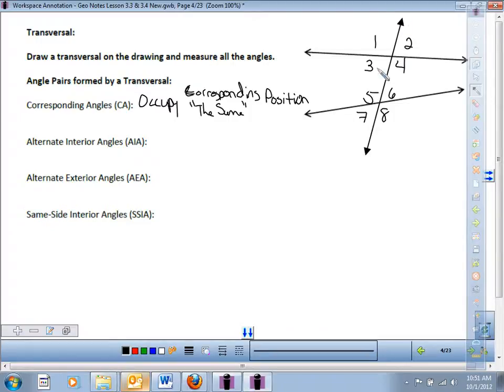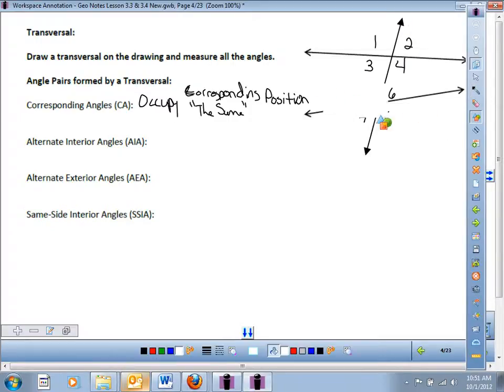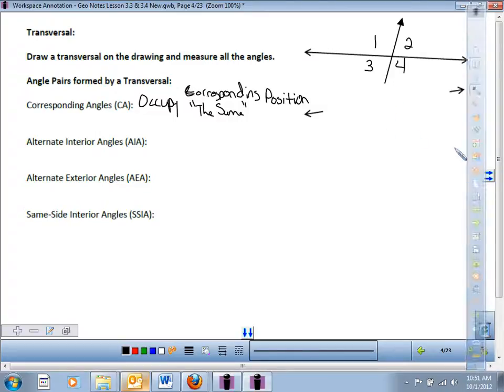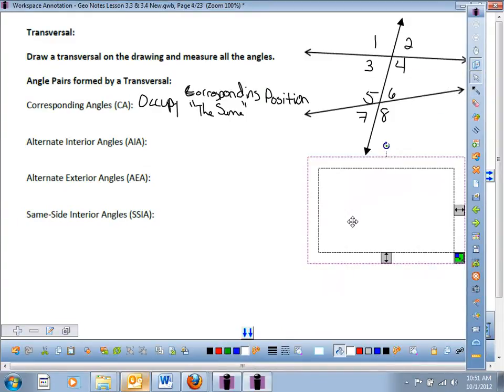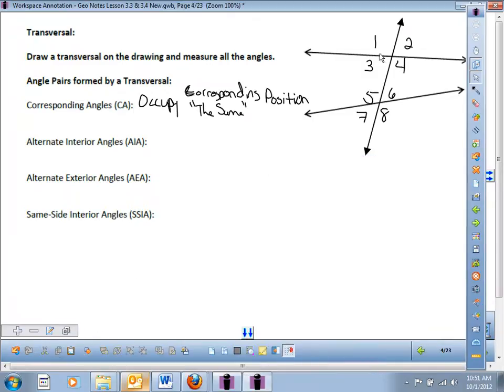So if we go up here, we have our two old school relationships. You know, we have 2 and 3 are vertical angles. 1 and 4 are vertical angles. 1 and 2 are linear pair. 2 and 4 are linear pair. But what we're doing this chapter is we're going to compare these guys up here with these guys down here. All right, so that's what we're looking at doing. We're going to compare the guys that are up here at this point of intersection to these guys down here and come up with relationships there.